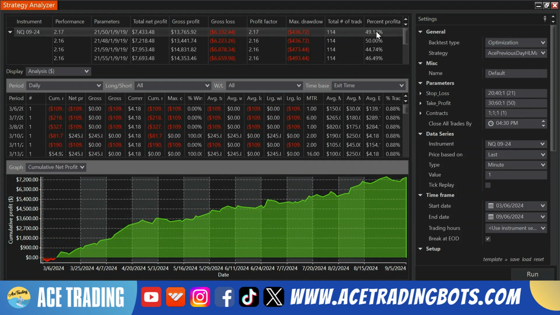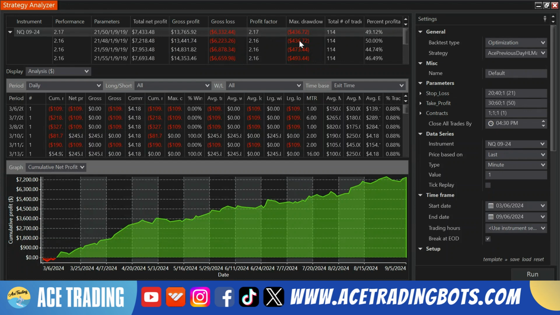You can see here the win percentage is not great. However, I'm very comfortable with that win percentage because of the ratio between loss and win. If that was a 50-50 trade, so that was 21 and 21, and the winning percentage was even, well, then I wouldn't be making any money.